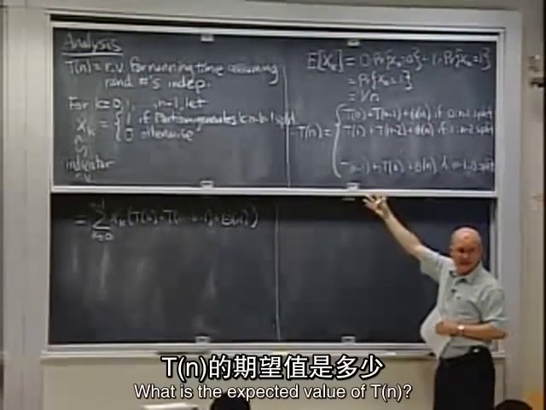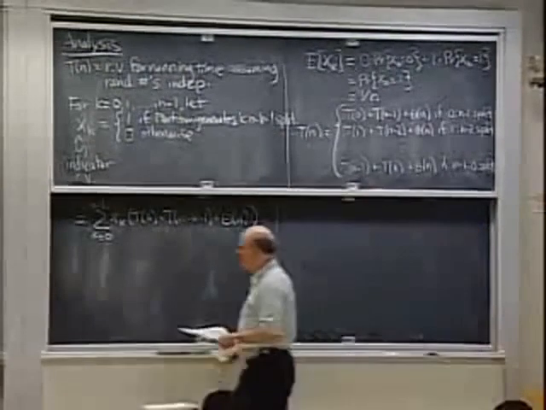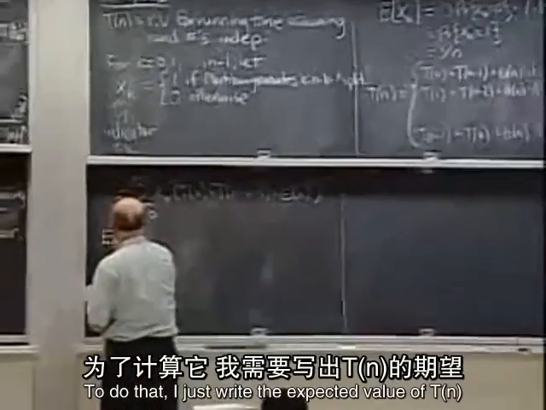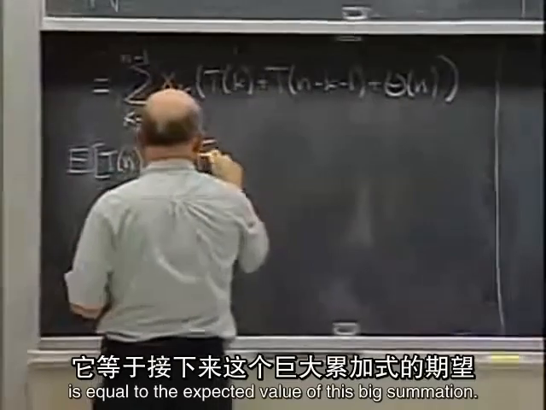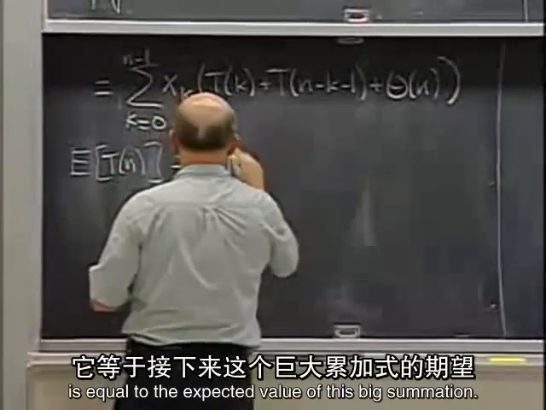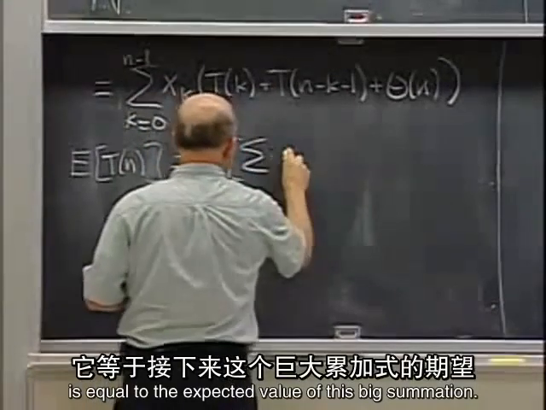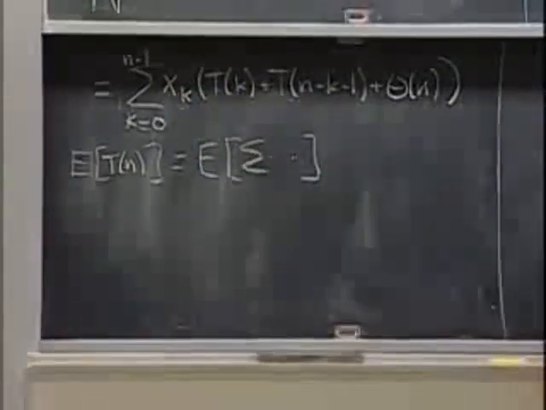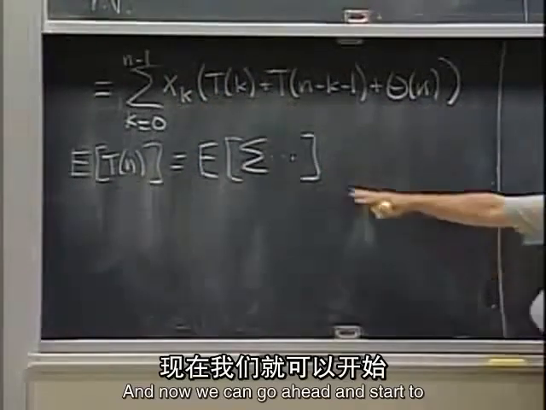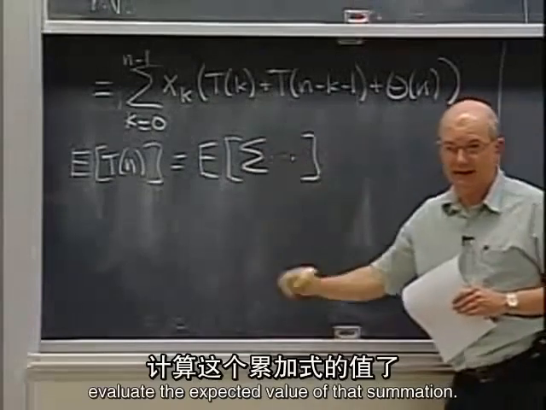What's the expected value of T(n)? So to do that, I just write the expected value of T(n) is equal to the expected value of this big summation. And now we can go ahead and start to evaluate the expected value of that summation.